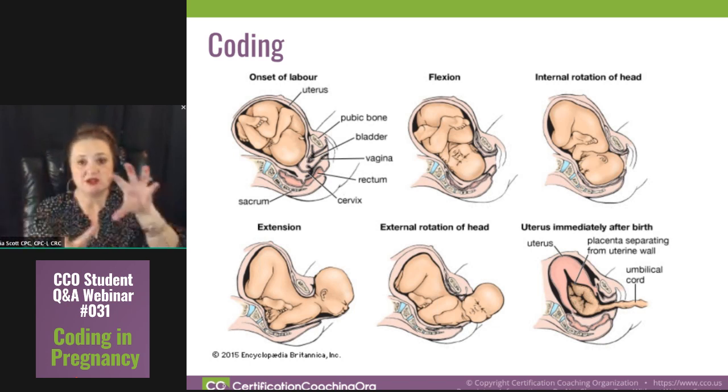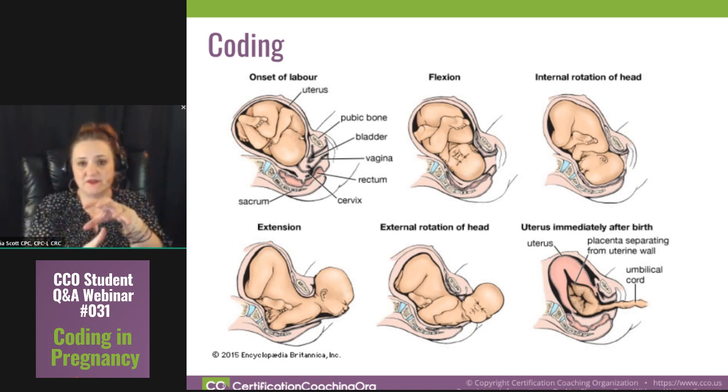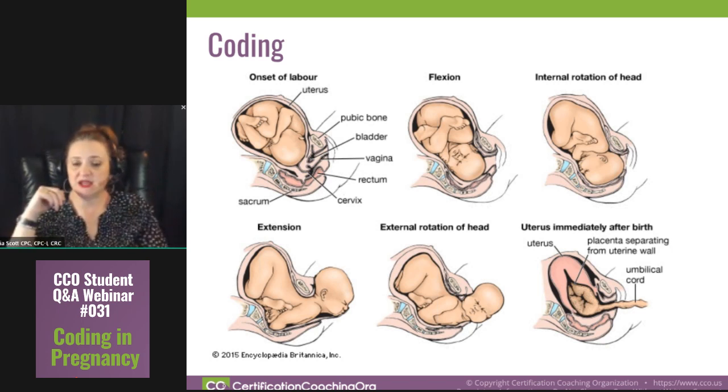But they can go in and twist the baby, a manual movement of the baby, and again, it depends how many weeks you are, but they aren't going to do that until you get into the third trimester. Other complications would be placenta previa.